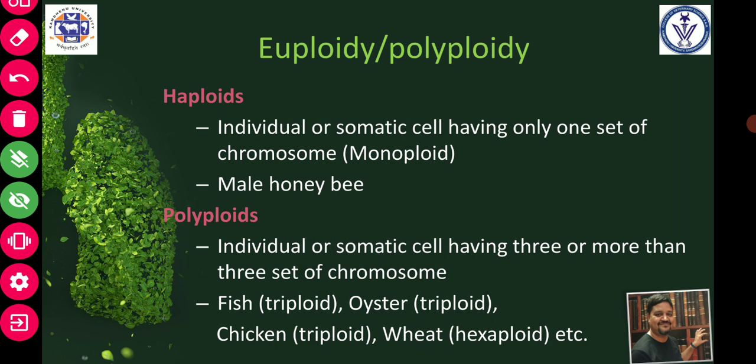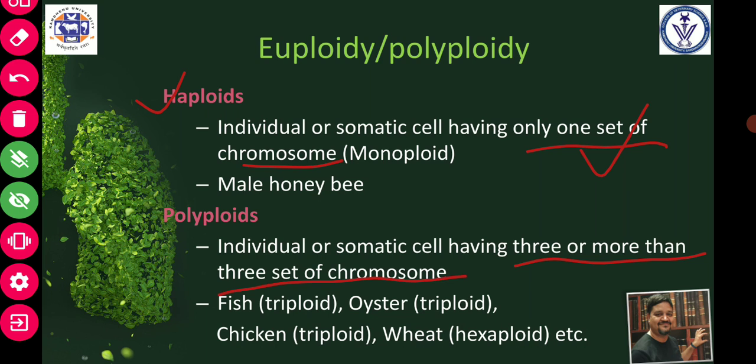Now, what is euploidy or polyploidy? Euploidy is of two types. The first one is haploid. Haploid means there will be only one set of chromosomes. An individual or somatic cell having only one set of chromosomes is called haploid, or it is also called monoploid. Whereas polyploid means an individual or somatic cell having three or more sets of chromosomes, because if the individual has two sets of chromosomes, it is called diploid.